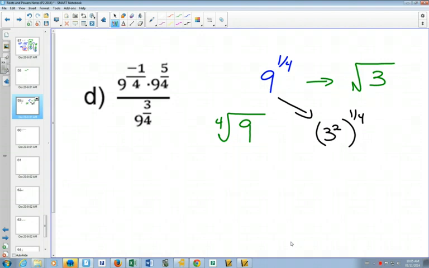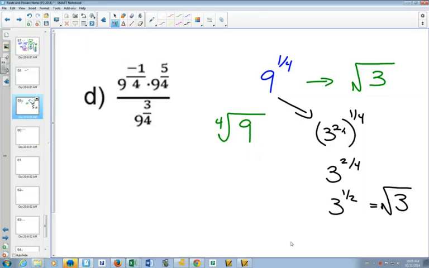What can I do if I have 3 squared to the 1/4? I can multiply, right? Because a power to a power means you can multiply. And how do I multiply fractions? This would be 2 over 1. Multiply the tops, multiply the bottoms, and I get 2 over 4, which is 1 over 2. And now the same thing you used here with the 9s to get the 4th root. Now I have 3 to the half.